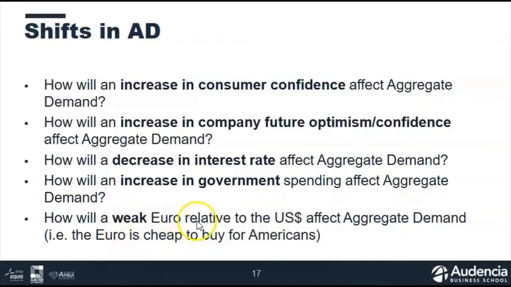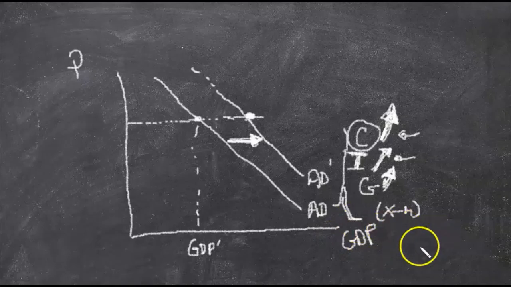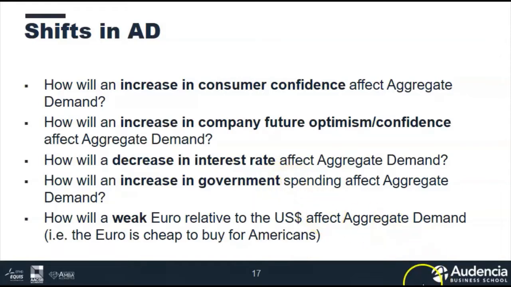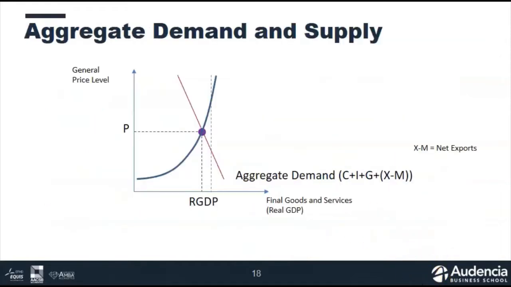What about a weak euro? What if the euro is cheap to buy for Americans? Well, if Americans can buy euros really, really cheap, they're going to buy more and more European goods because they're cheaper. And so exports will go up. And as exports rise, the demand curve moves to the right as well. Those are some ways we shift aggregate demand.